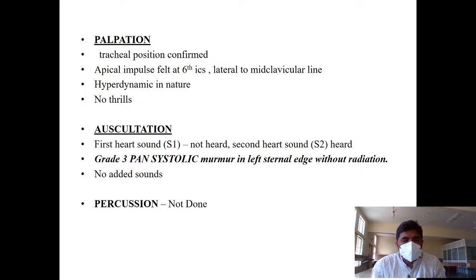Whenever the left ventricle receives less blood, the apical impulse will usually be tapping in nature, and you come across it in mitral stenosis. So here the apical impulse is hyperdynamic in nature. The apical pulse is shifted to the sixth intercostal space, lateral to the mid-clavicular line. So here the child is having cardiomegaly as well.